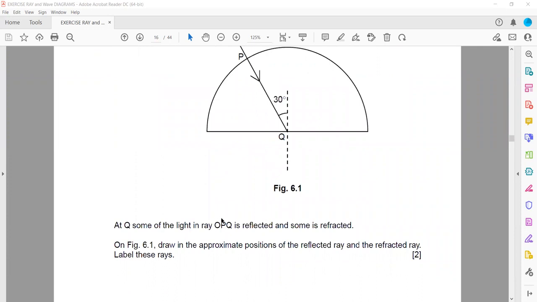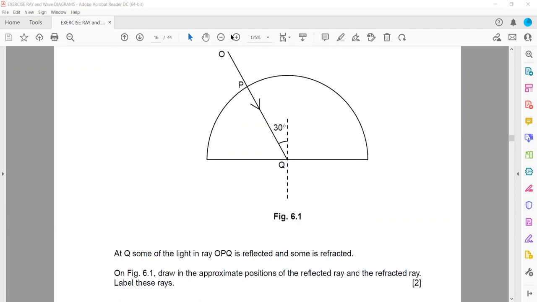At Q, some of the light is reflected and some is refracted. Draw the approximate path. Because some of the light is reflected, it will follow the law of reflection. It will be 30 degrees. And some of the light is refracted: moving from glass to air, speed increases. If speed does not change, it passes straight. If speed decreases, it bends toward the normal. But speed increases, so it will bend away from the normal.